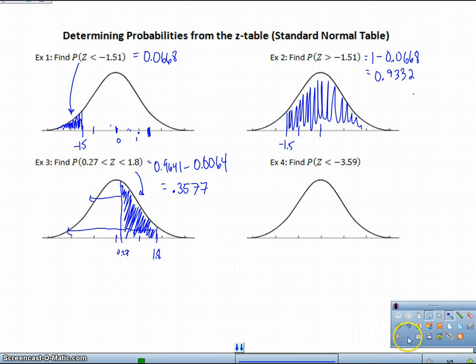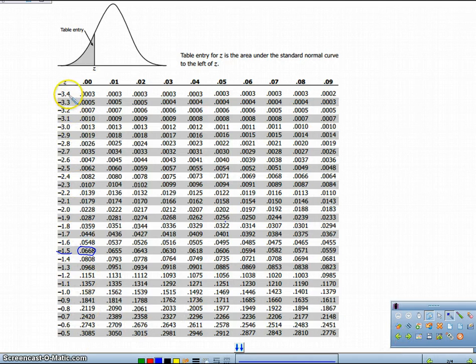So let's see if we can find that. Negative 3... Uh-oh. It's not on here. Negative 3.59 is not on here. So what's the smallest value we've got? 0.0003. Anything that's smaller than negative 3.4 standard deviations is going to be smaller than 0.0003.